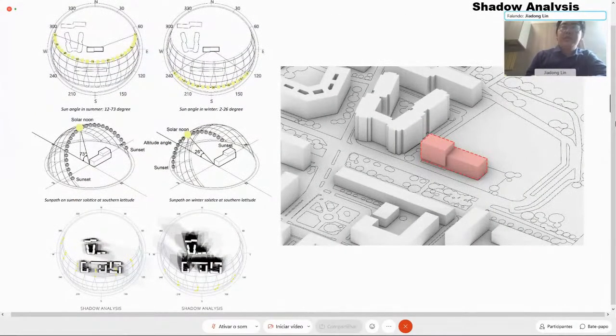Here it shows the analysis of the angle of the sun and the shadow of the building. In winter, the angle of the sun is small, which may produce glare, which requires special attention. At the same time, the buildings on the south side can hardly form a shelter for the south facade.